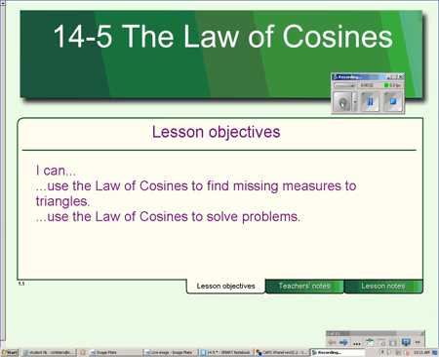This is lesson 14.5, part 2. In this lesson, we will use the law of cosines to solve some problems.